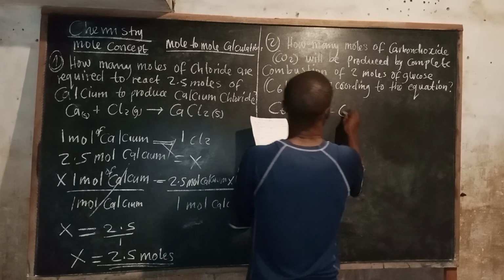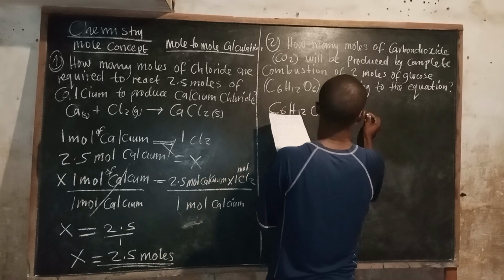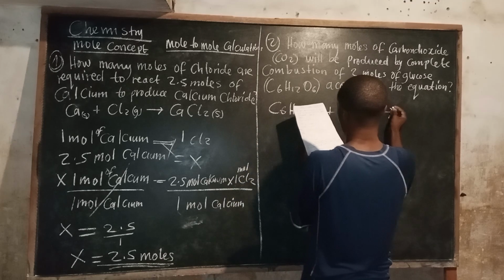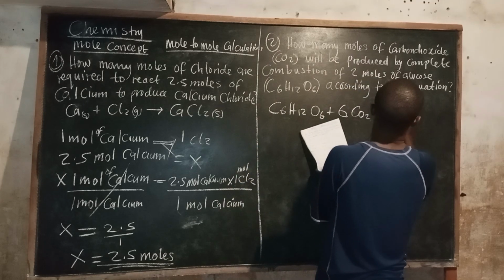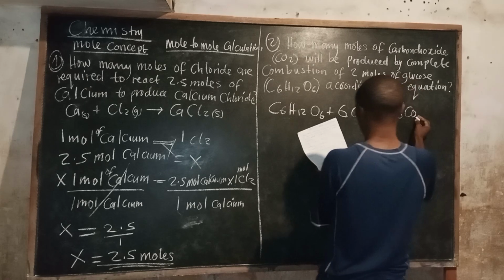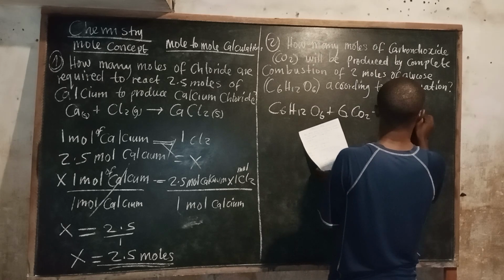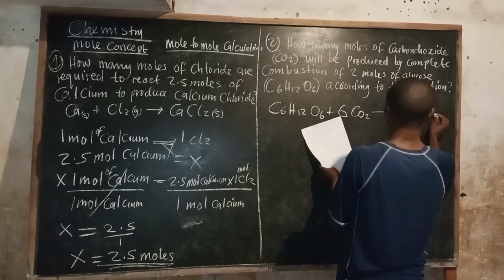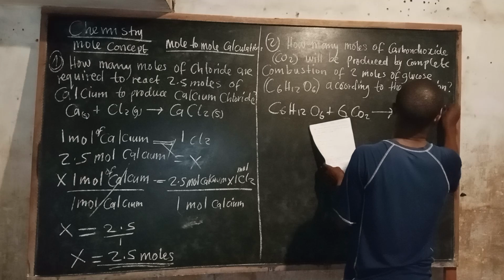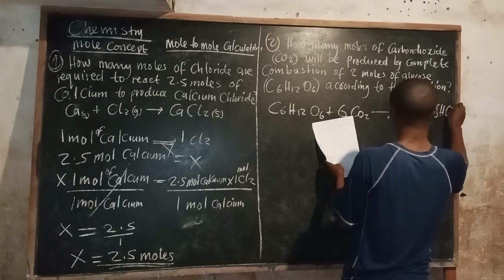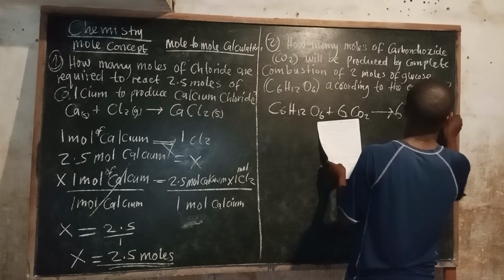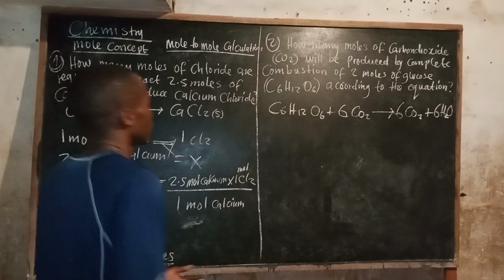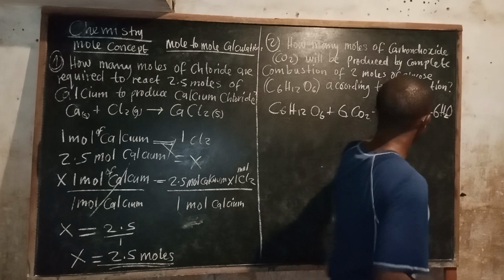Plus 6 carbon dioxide. Then the reactant is 6. 6 carbon dioxide plus 6 water. Okay, so that is the reaction which is there. So we are given the reaction now.